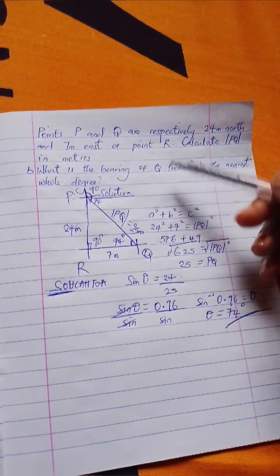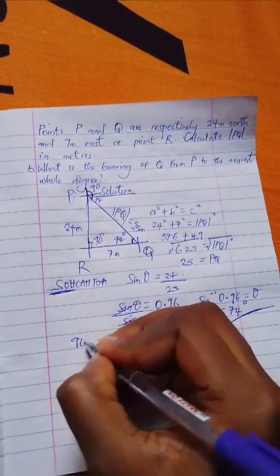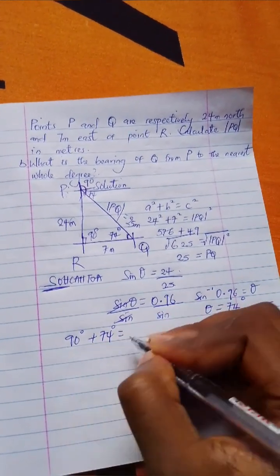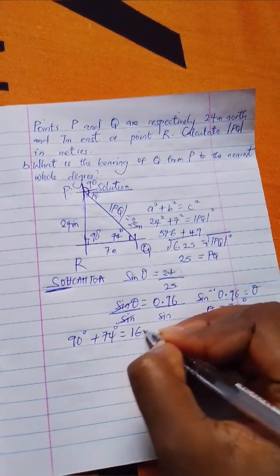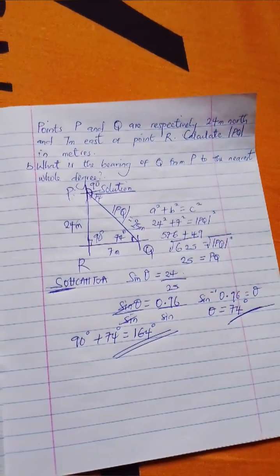Now, to find the bearing of Q from P, all I have to do is add these two together. And I'll be having 90 degrees plus 74 degrees. And this is giving me 164 degrees. And automatically, this here is my final answer.